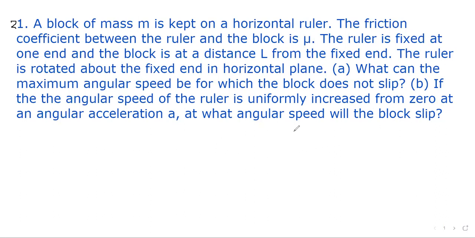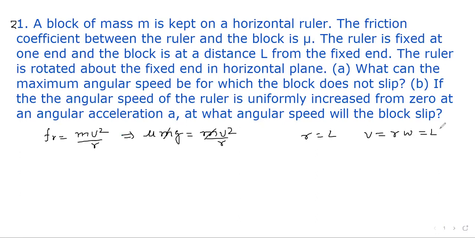So here, in the first case, we can say that the force of friction is equal to the centrifugal force, that is mv square upon r. And friction is given by mu mg. So mu mg equals mv square upon r. m will cancel out. Here r equals L, and we know v equals r omega, so that is L omega. So this will become L omega square. So we have mu g equals L omega square, from where we get omega equals (mu g upon L) whole power half.